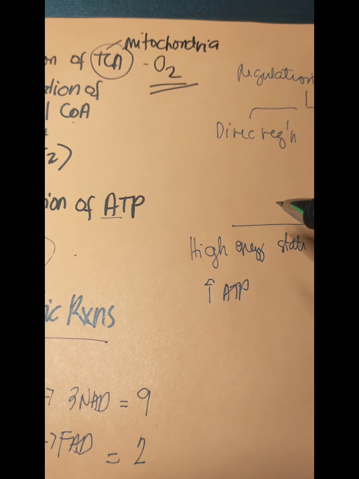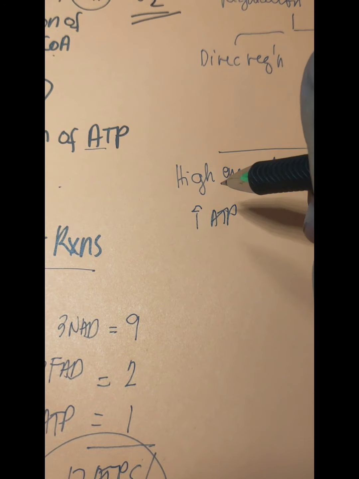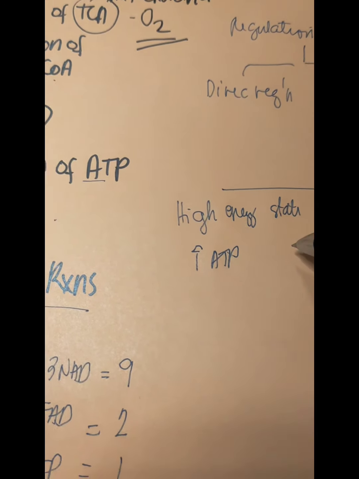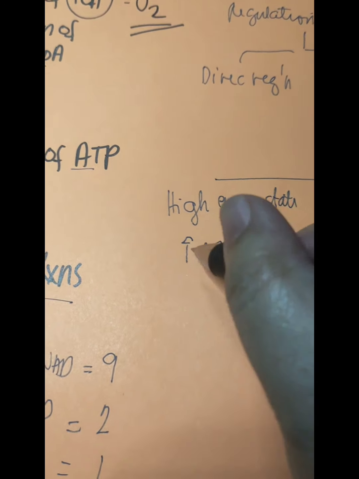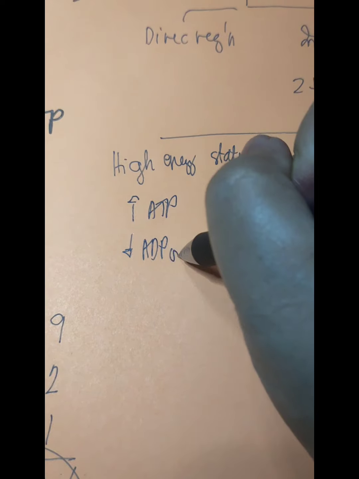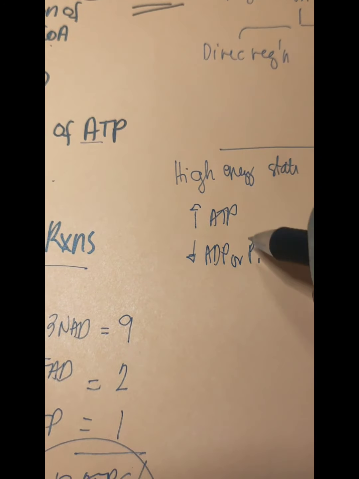Titigil siya, hindi ba? Hindi gagana ang TCA mo kasi hindi mo kailangan ng ATP dahil mataas na ang ATP mo. So, in a high energy, mataas nga energy mo eh. So, you have a high ATP. Ibig sabihin, mababa ang ADP. Remember the cAMP? Tandaan nyo yan. Mahihirapan kayo sa exam pag hindi nyo natandaan yan.